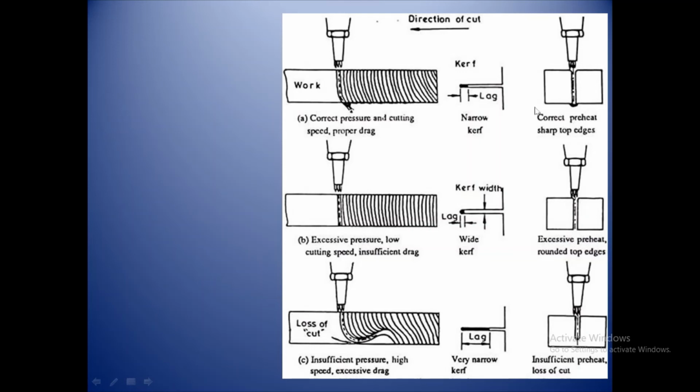And as you can see here, if we correctly preheat it, there will be sharp top edges. The edges will be sharp if we correctly preheat before cutting. If excessive preheating is done, the corners will become rounded. These top edges will become rounded, which is also not desired. Then obviously with insufficient preheating there will be loss of cut. The metal will not be cut completely, so that is also not good. So from this figure you can get an idea of how it should be done.